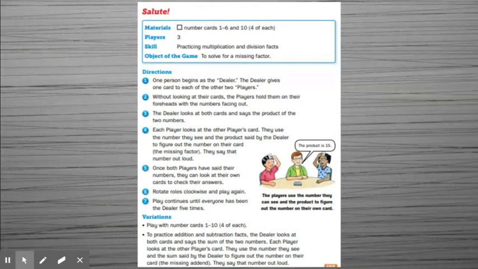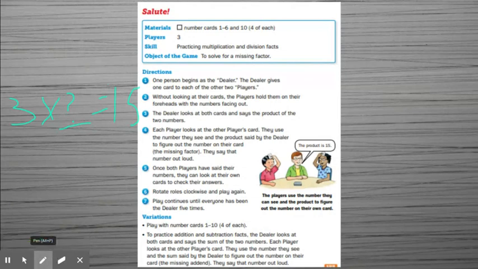So if you have a 3 on your head and I have a 5 on my head, then the dealer is going to say, well, that's 15. So what I have to do is try to figure out what my number is based on what your card says. So I know you have a 3. So I'm thinking to myself, 3 times what equals 15? So I have to try to solve that problem and figure out 3 times what equals 15.